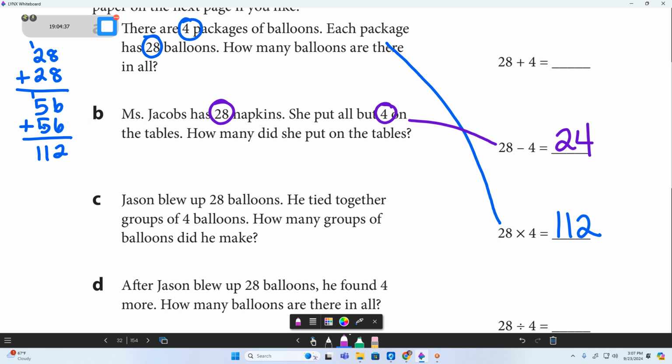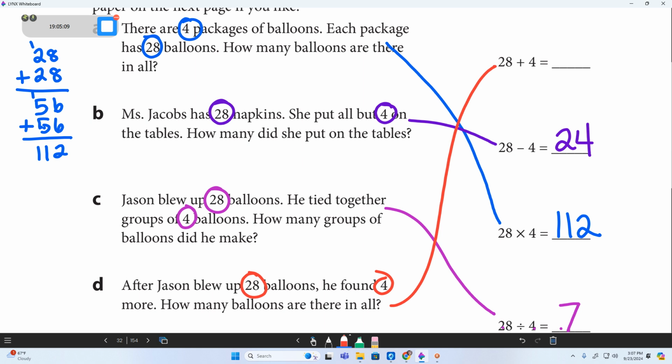Jason blew up 28 balloons. He tied together groups of 4. How many groups of balloons did he make? So 28 divided into groups of 4. And 28 divided by 4, I know is 7 because I know my multiplication, and I know that 7 times 4 is 28. And the last one should be an addition problem. After Jason blew up 28, he found 4 more. How many did he do in all? 28 plus 4 is 32.